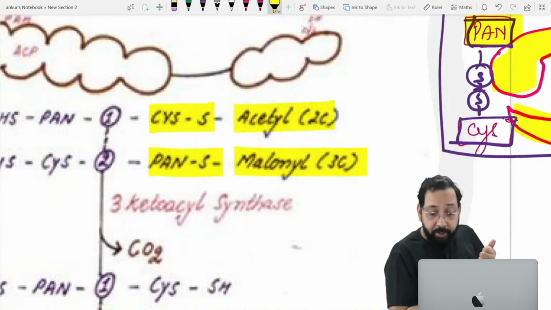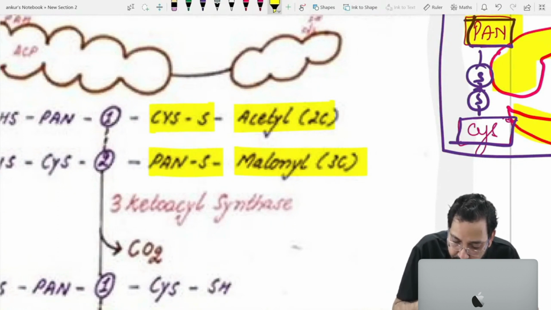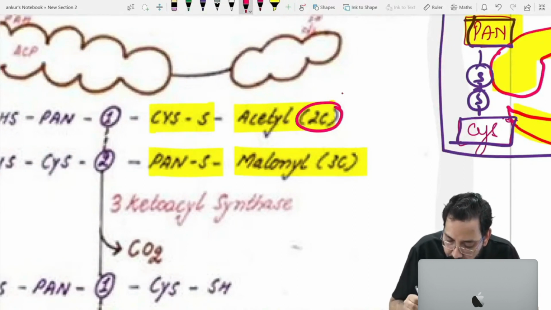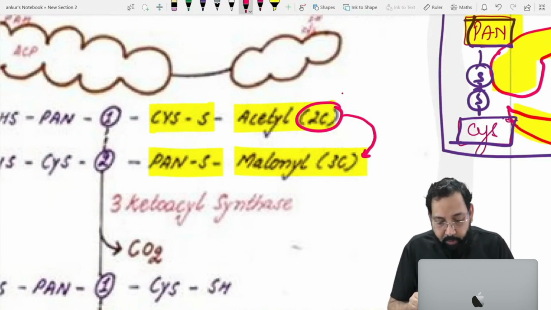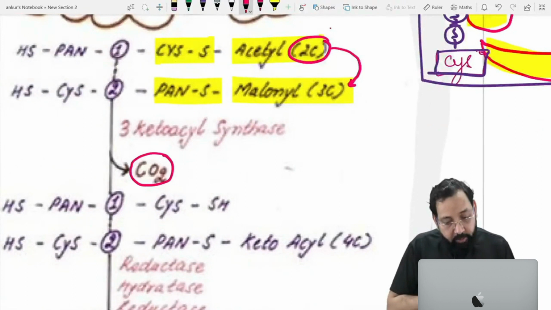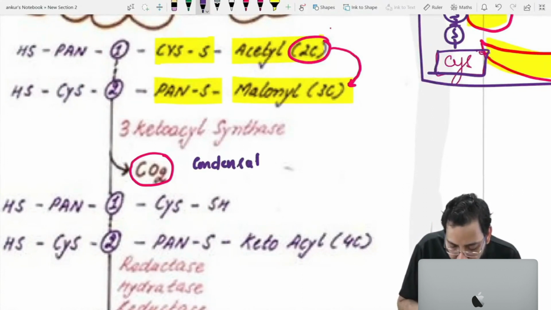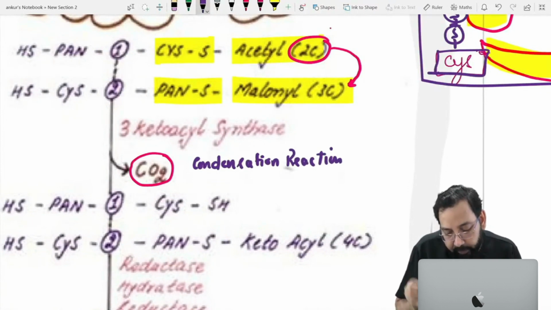So acetyl, how many carbons? 2 carbons. The 2 carbons come to malonyl, 2 plus 3 is 5, and 1 CO2 is removed by a condensation reaction. Right here, condensation reaction.